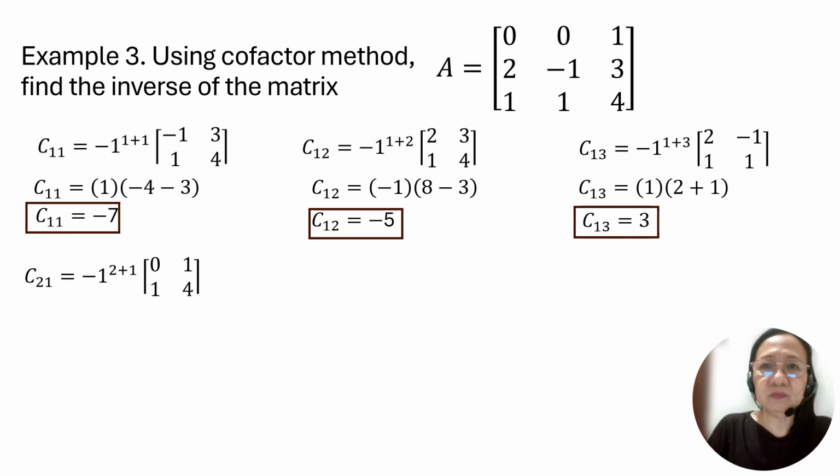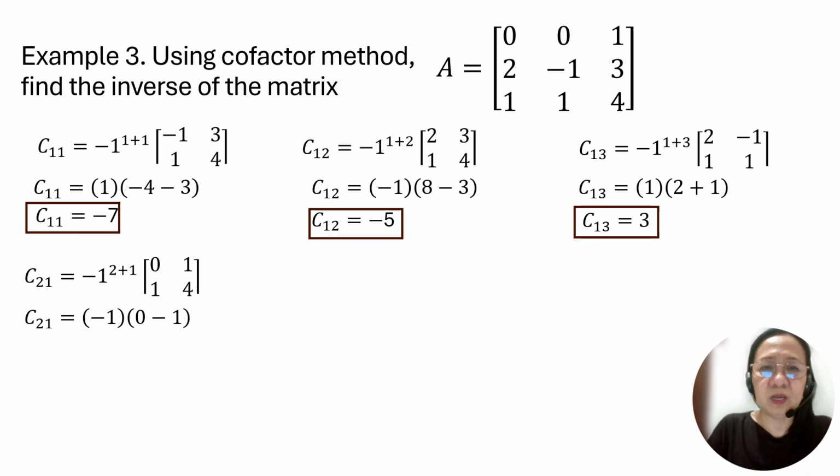Next row, we have now C sub 21, that is represented by 2. So the sign here, negative 1 is raised to 2 plus 1. Slash the second row, slash the first column. So we arrive at 0, 1, 1, 4. And then simplifying, negative 1 is raised to 3, and 3 is an odd number, therefore we arrive at negative 1.